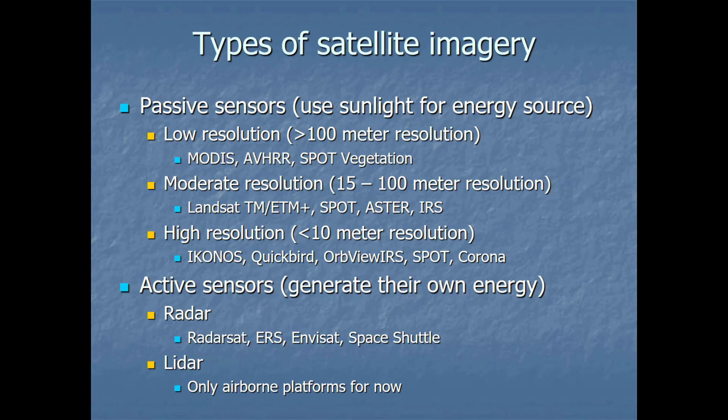The other type of category is active sensors, and this is imagery where the energy was generated. Two examples are radar and LiDAR. So with radar, we could search out RadarSat, ERS, EnviSat, and space shuttle imagery. With LiDAR, only airborne platforms are available for now. If you're interested in working with LiDAR data, I suggest the ESRI training materials. They have online courses and they have workbooks on how to use LiDAR data.